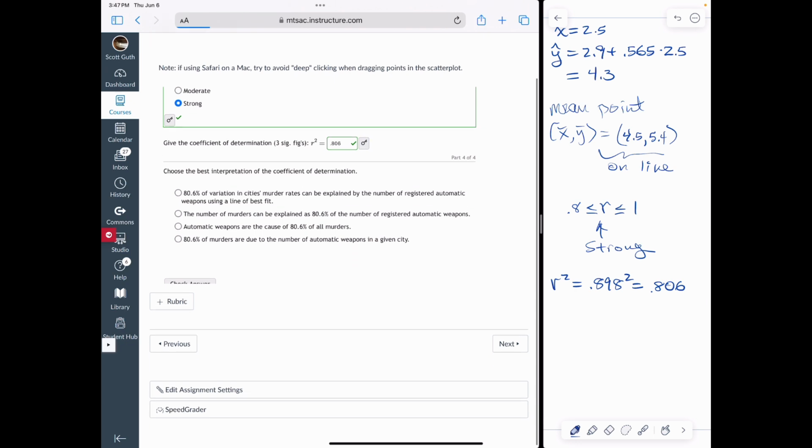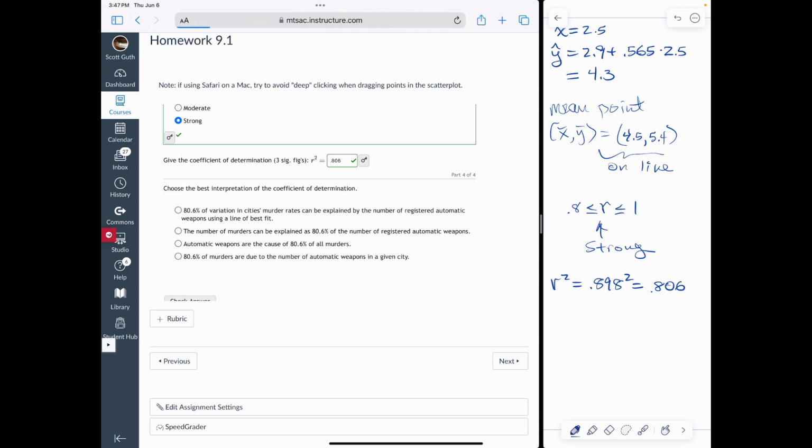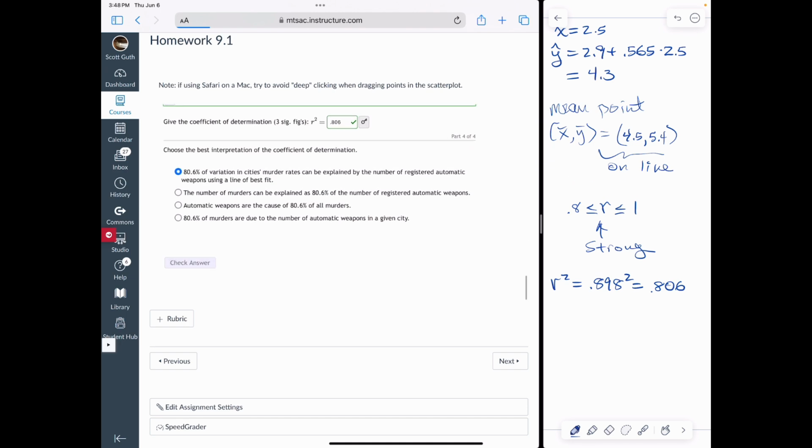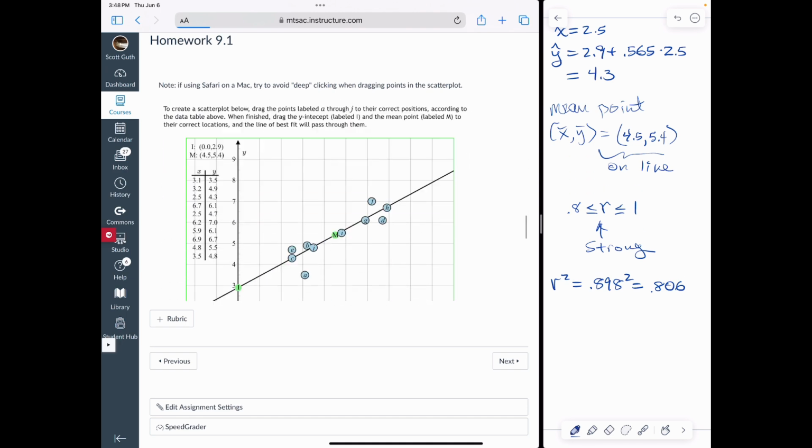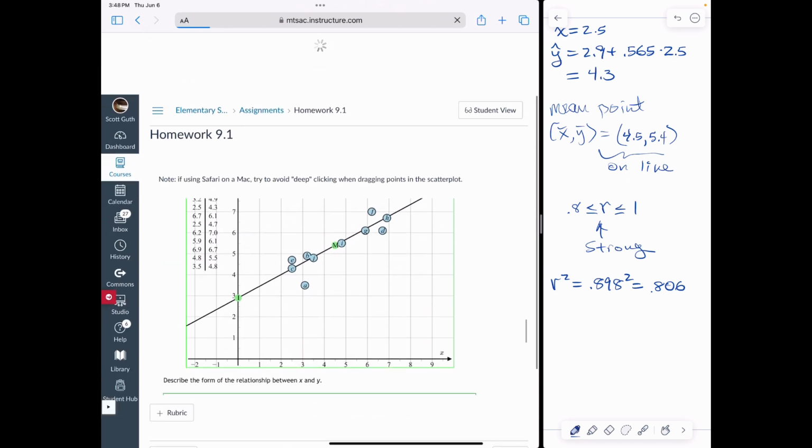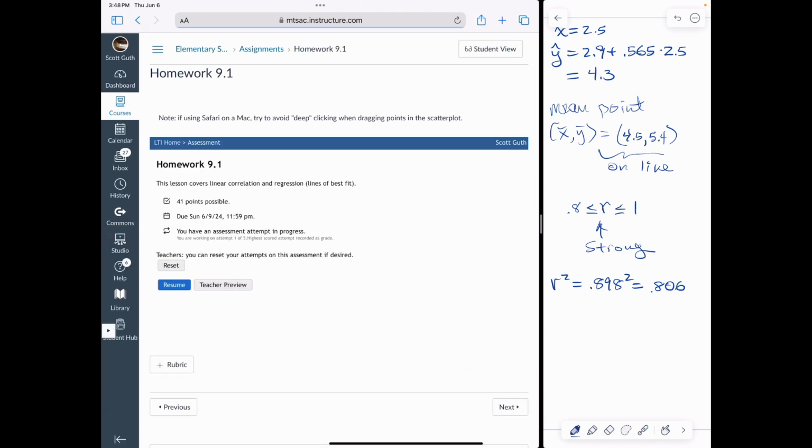And then the definition: R squared tells you how much variation that you see in Y that's explained by X. So it's 80.6% of the variation in the murder rate that's explained by the number of automatic weapons. So here is the answer for that. It's the variation in Y that's explained by X, and R squared is the percentage of that. Okay, so we can keep going now. I think it's done. Yeah, 9 out of 9, we're good to go. A little bit of work, but there it is. And good luck, everybody.